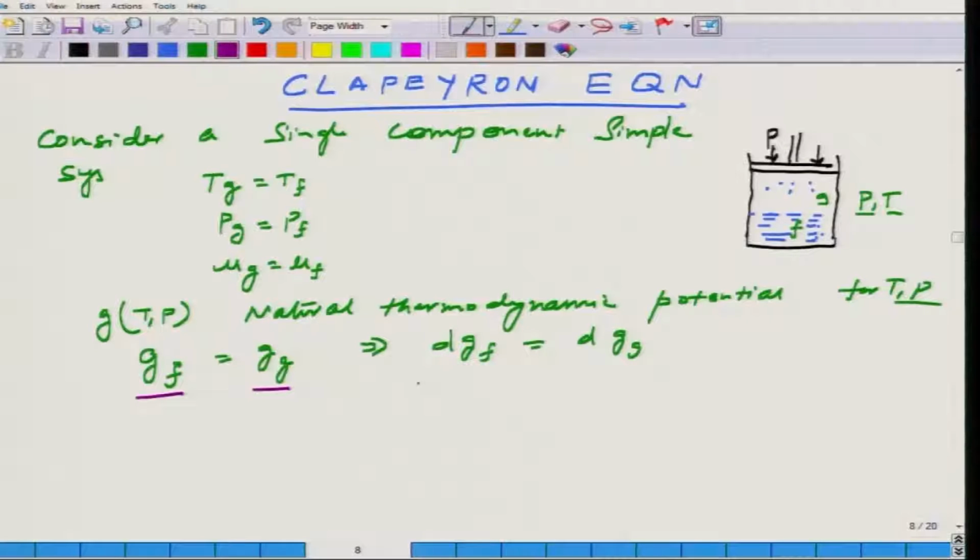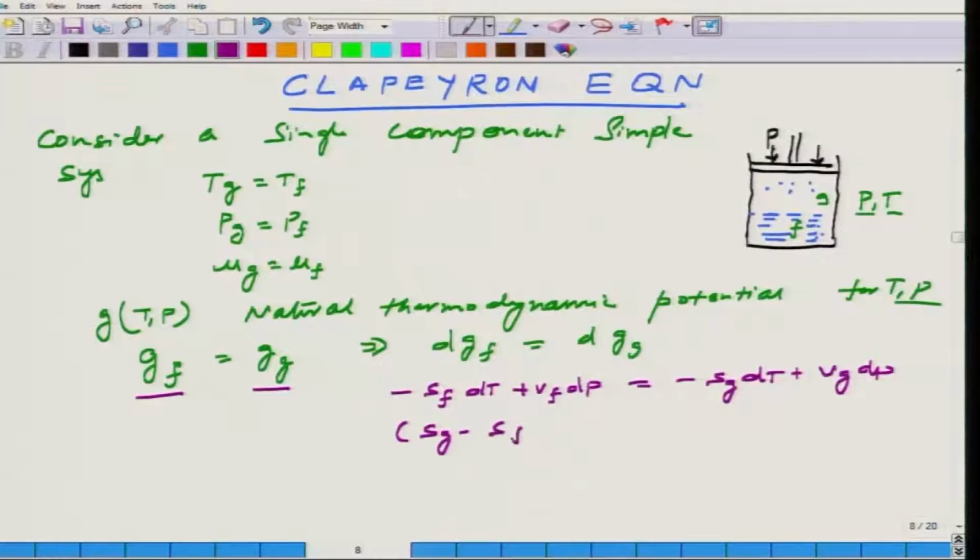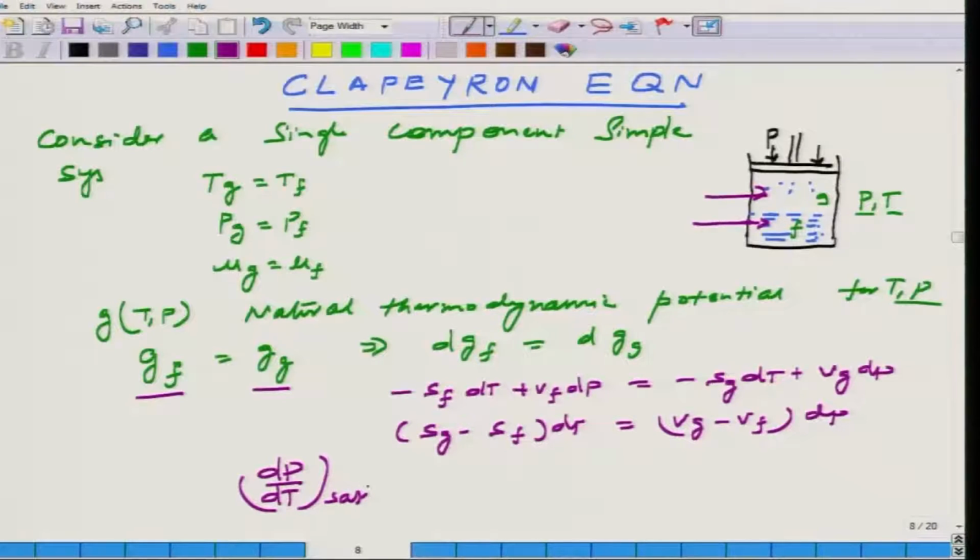We can now make use of the definition of dG, which is minus Sf dT plus Vf dP, and this is the same as minus Sg dT plus Vg dP, or we can rewrite this as (Sg minus Sf) dT equals (Vg minus Vf) dP. This is at the saturation condition because these two phases are at saturation, and thus we can write dP/dT at saturation is (Sg minus Sf) over (Vg minus Vf), or Sfg over Vfg. So this is one expression which we came up with.